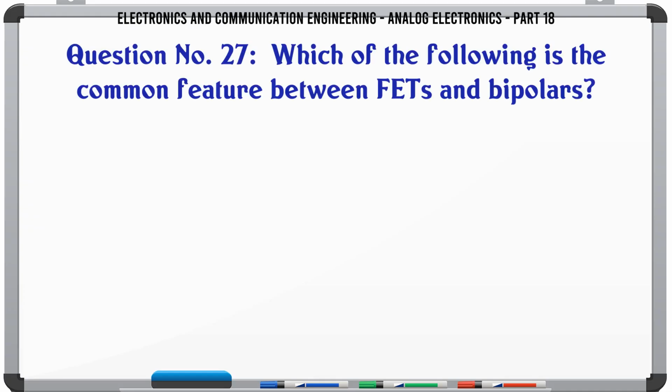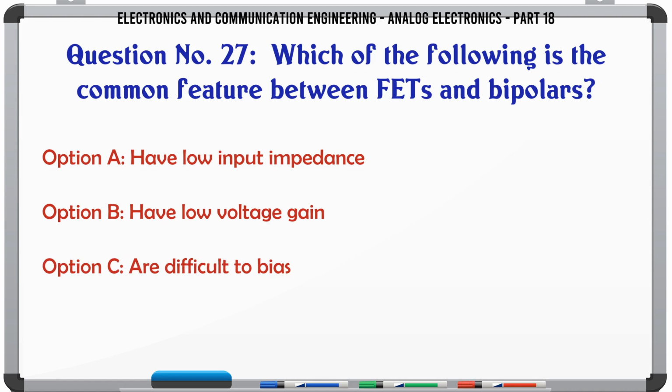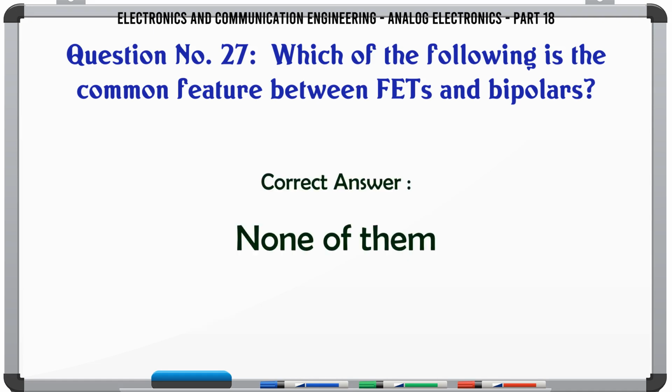Which of the following is the common feature between FETs and bipolars? A. Have low input impedance, B. Have low voltage gain, C. Are difficult to bias, D. None of them. The correct answer is none of them.